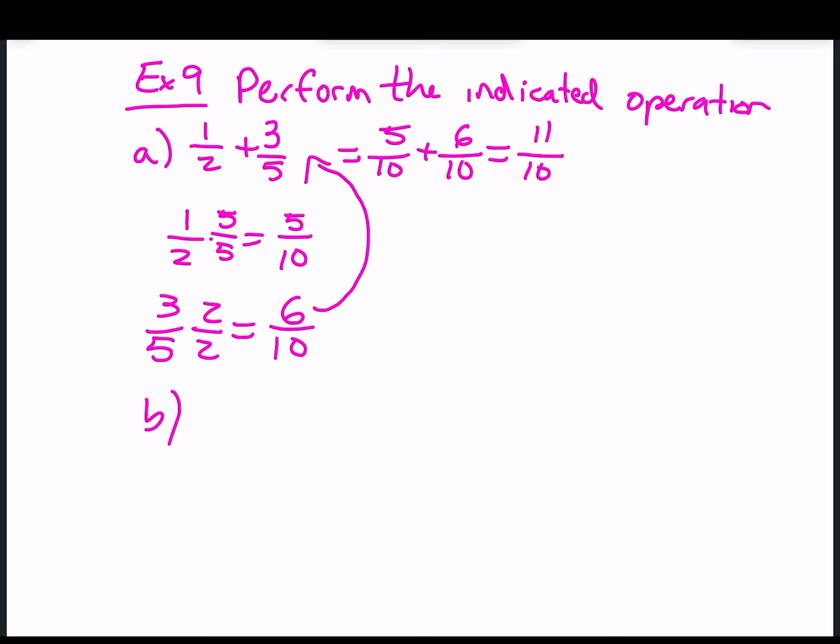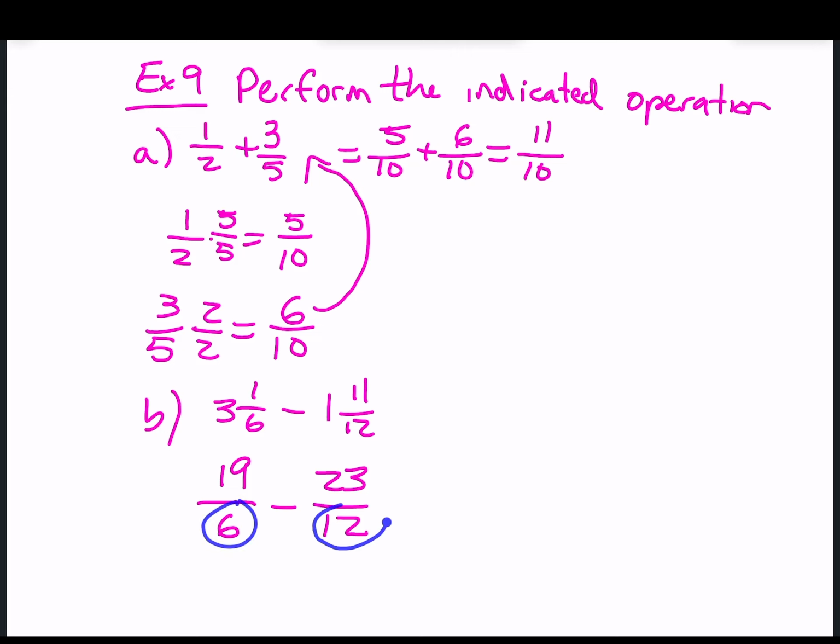Okay, let's try another. What if we have 3 1/6 minus 1 11/12? Okay, well my first thought is to change to an improper fraction. 3 times 6 is 18 plus 1 is 19, so 19 over 6 minus 1 times 12 is 12, 12 plus 11 is 23 over 12. So what is our common denominator? Well, 6 and 12, they have a common multiple when you get to 12, so we need to change both to 12s.